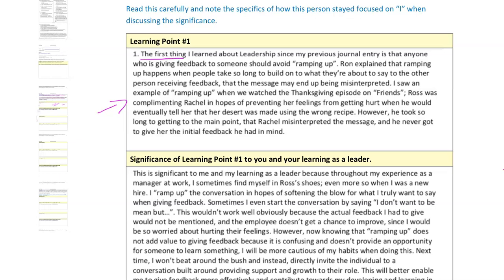The first thing I learned about leadership since my previous journal entry is that anyone who is giving feedback to someone should avoid ramping up. Ron explained that ramping up happens when people take so long to build on to what they are about to say to the other person receiving feedback that the message may end up being misinterpreted. I saw an example of ramping up when we watched the Thanksgiving episode of Friends. Ross was complimenting Rachel in hopes of preventing her feelings from getting hurt when he would eventually tell her that her dessert was made using the wrong recipe. However, he took so long to get to the main point that Rachel misinterpreted the message, and he never got to give her the initial feedback he had in mind.